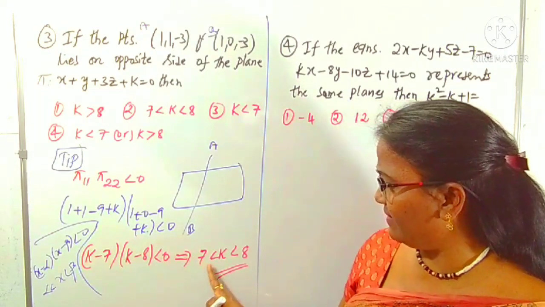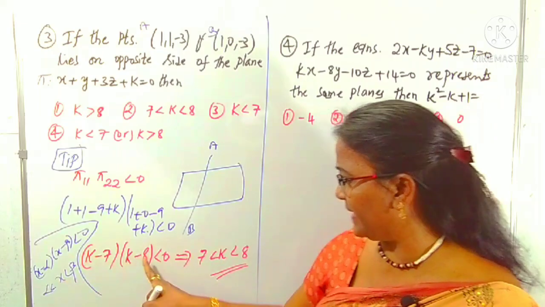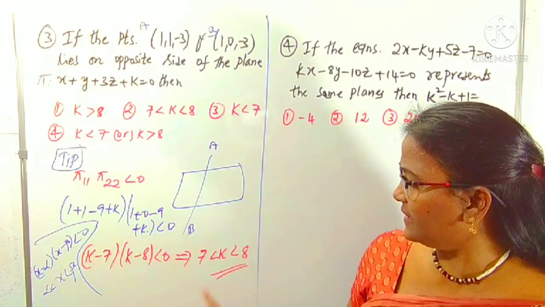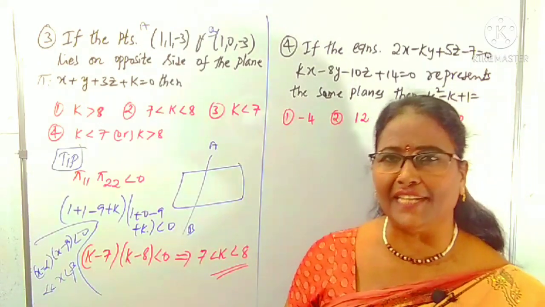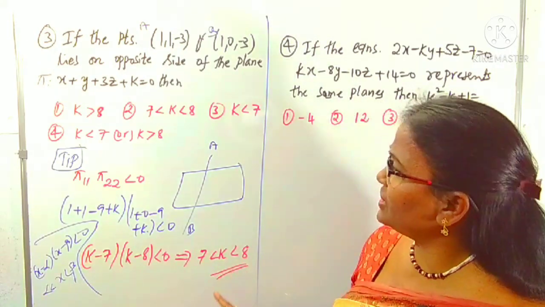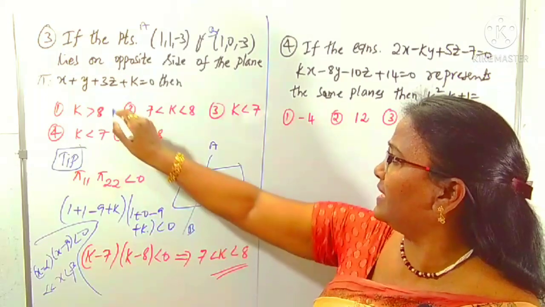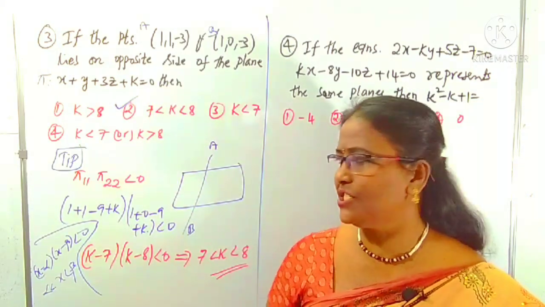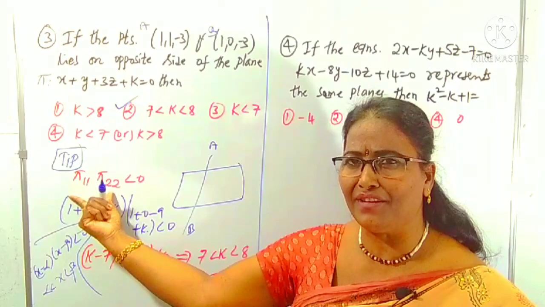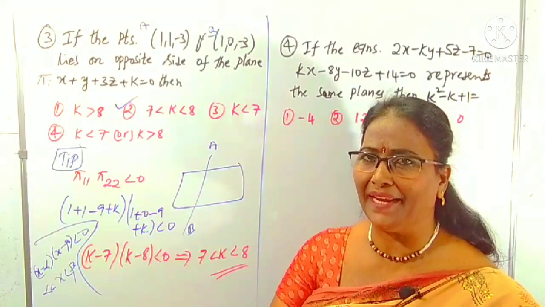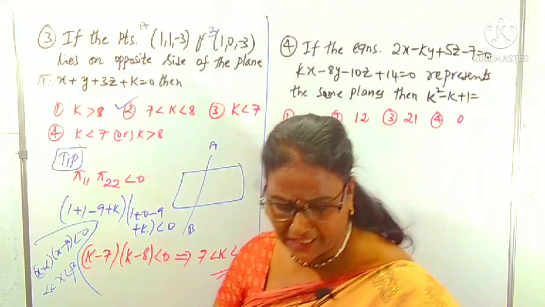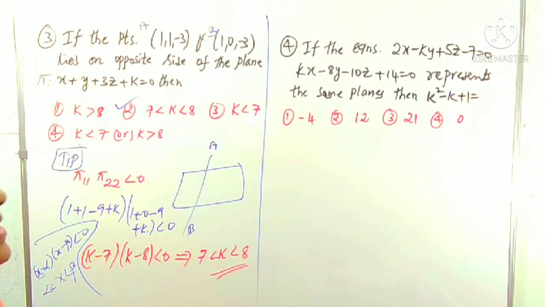Yes, 7 less than, in place of the x, that is k, less than 8. That means what we want? K lies between 7 to 8. Which option lies between 7 and 8? It is clearly the second option. Just you have to know this super tip. It's very, very important from the EAMCET point of view. When the 2 points are on the same side of the plane or line, the concept is the same only. Right, now we can come to the next question.